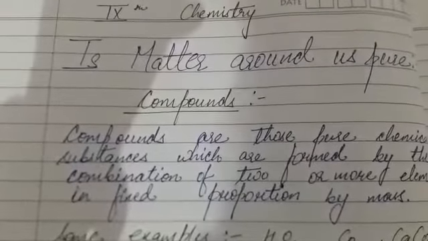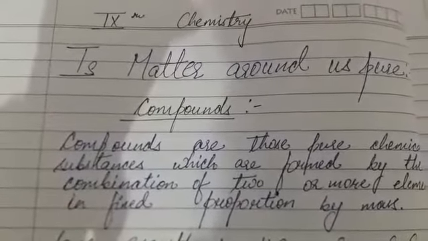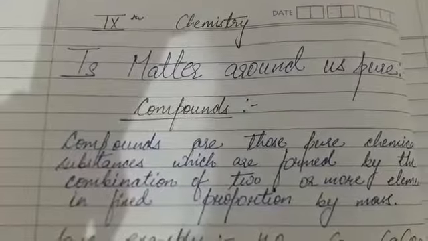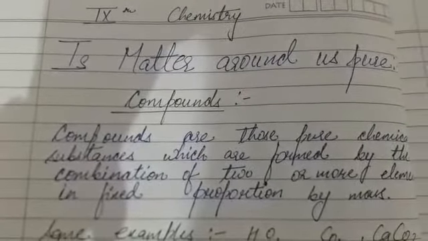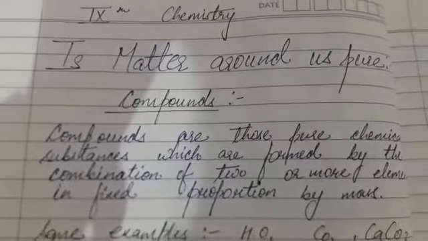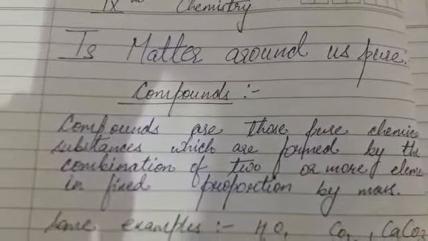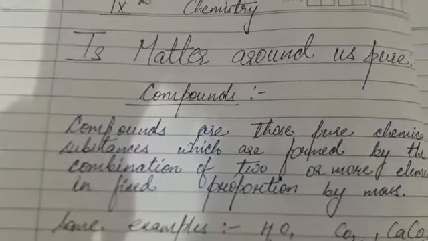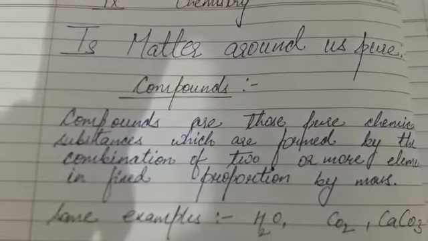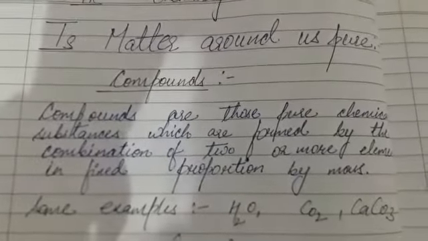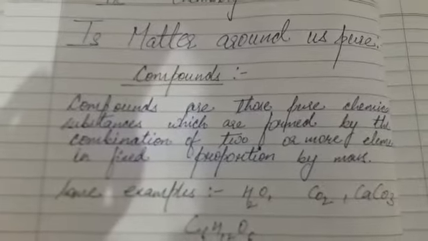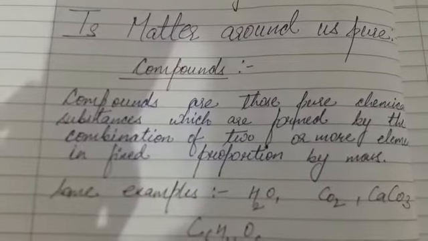about compounds from the chapter "Is Matter Around Us Pure?" Compounds. Compounds are those pure chemical substances which are formed by the combination of two or more elements in fixed proportion by mass.